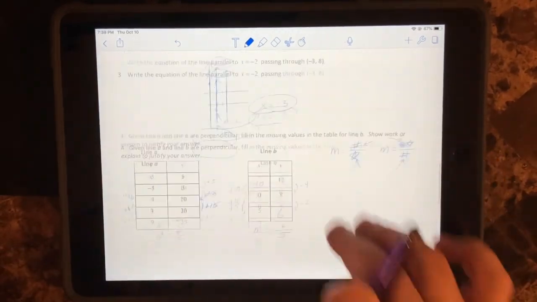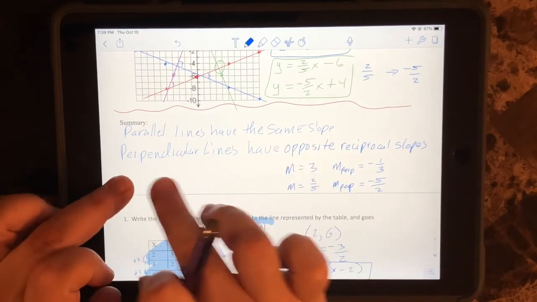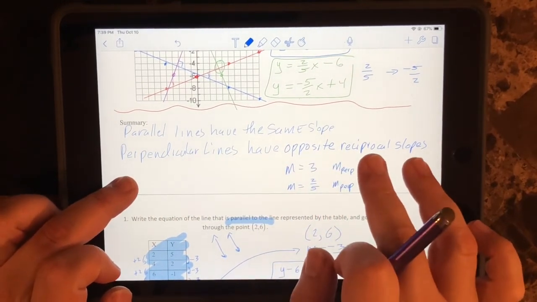All right, so that is the end of the notes for today. One more time. Parallel lines have the same slope. Perpendicular lines have opposite reciprocal slopes.